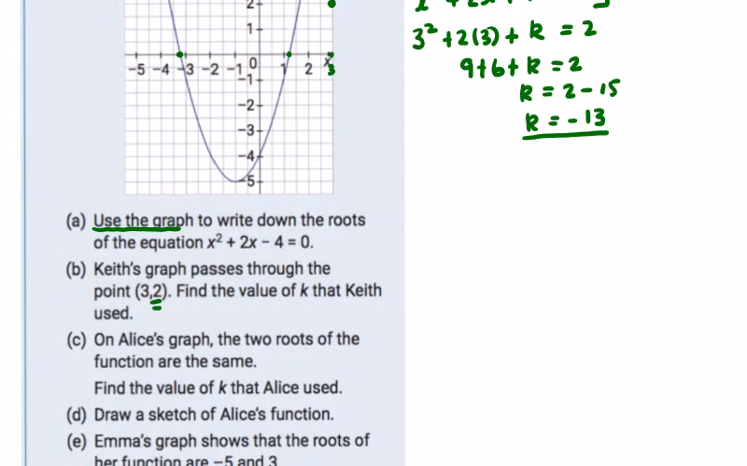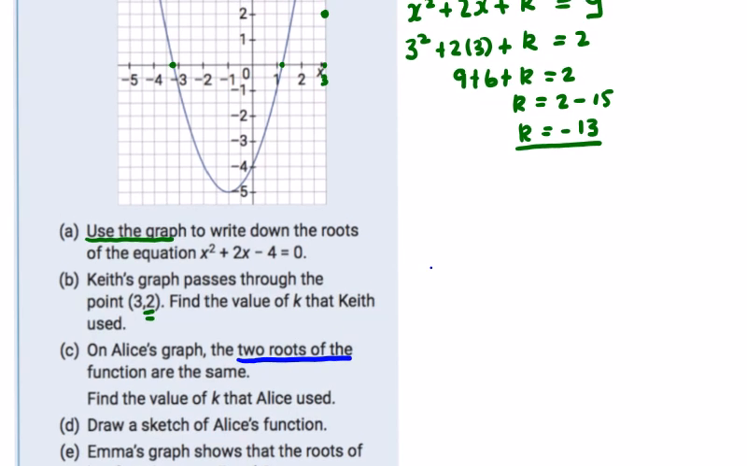Then on Alice's graph, the two roots are the same. So we have a 2x in the middle, don't we? So to get x squared and 2x, it would have to be x plus 1 to be squared. And that would give x squared plus 2x plus 1. So for the roots to be the same, Alice has used 1 for k.